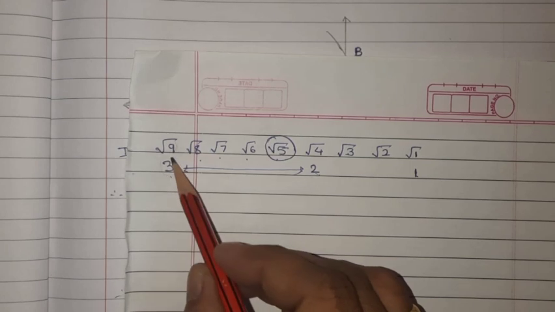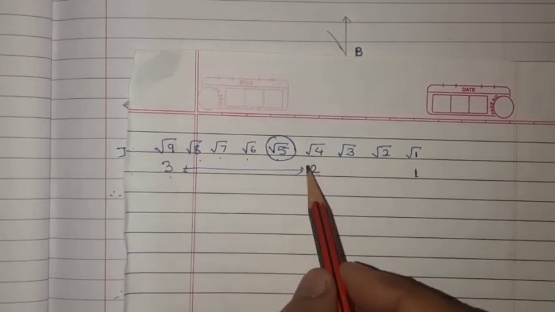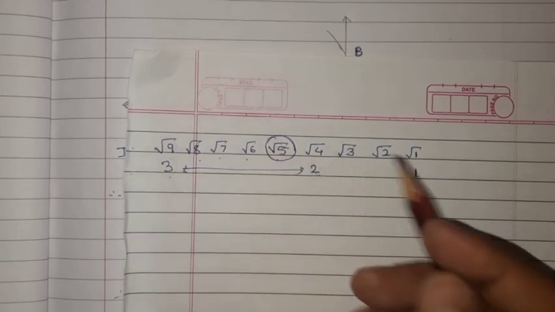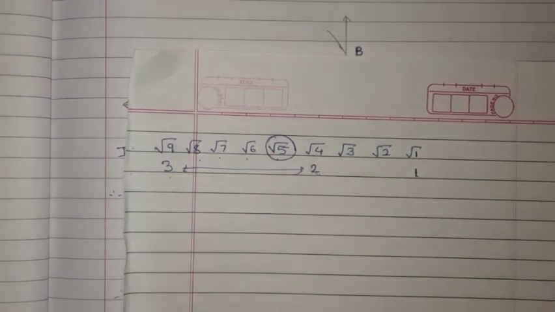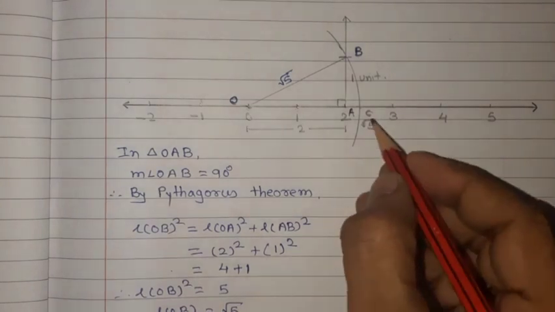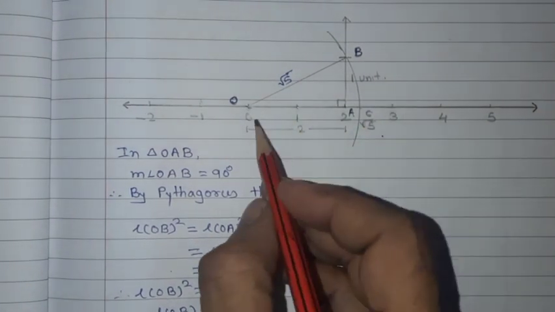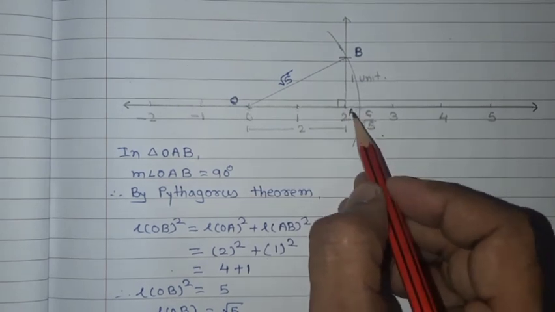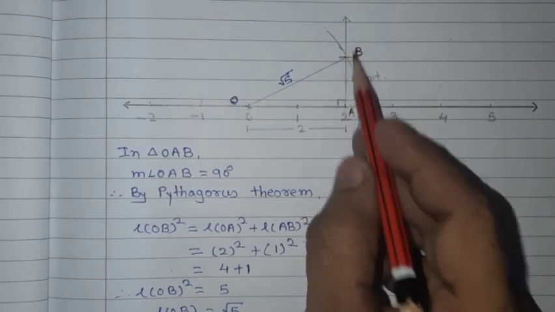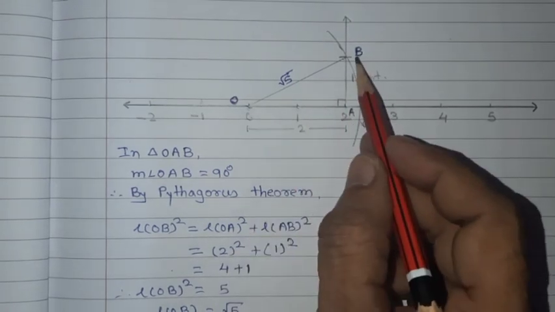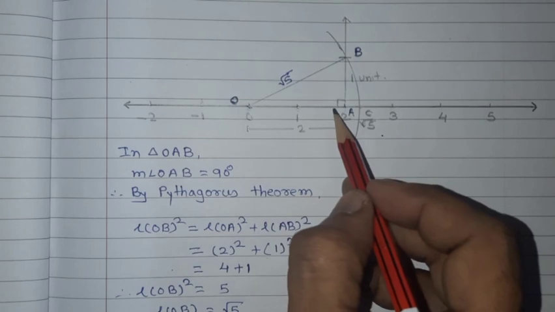Root 9 means 3 and root 4 is 2. In between, root 5 lies. Got it? That way we find out the exact position of root 5. For finding the exact position, we draw point A, and on point A we draw the perpendicular line. Here we take a distance AB as 1 unit.